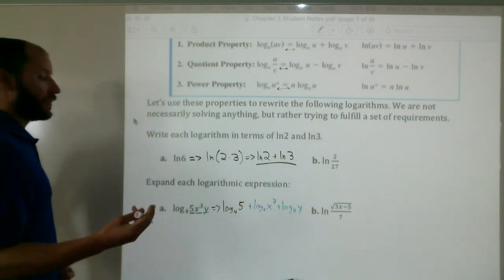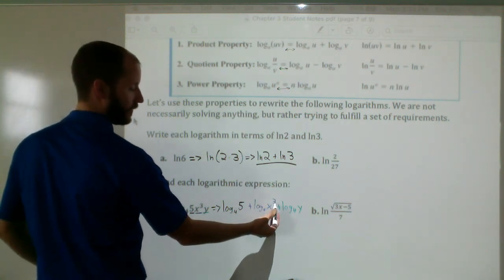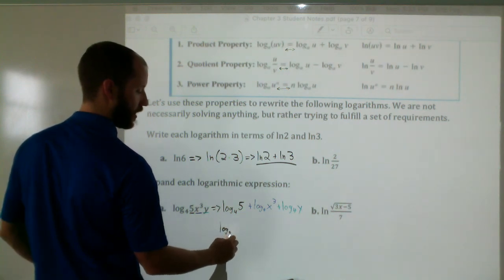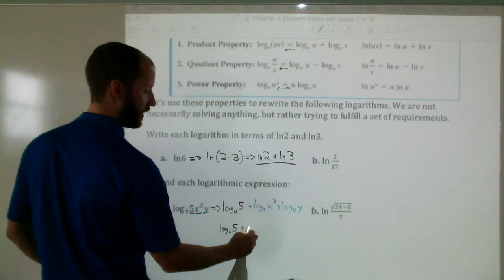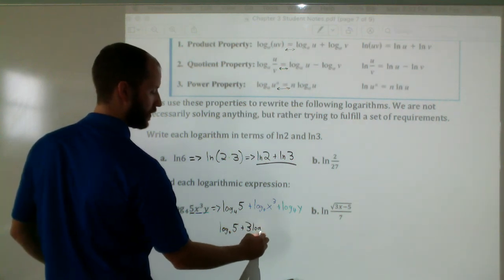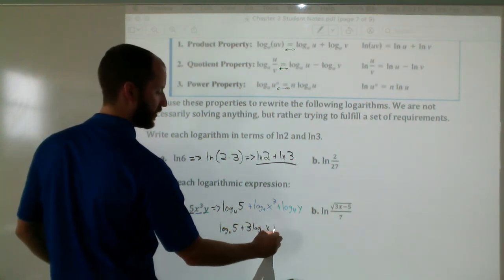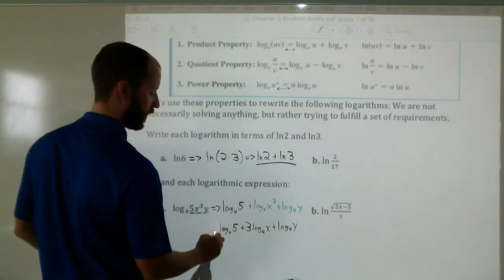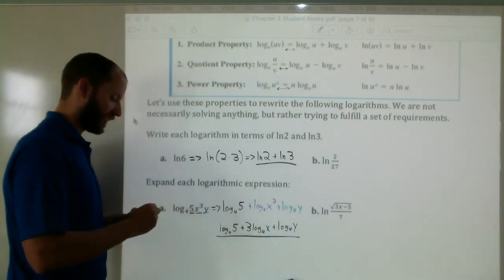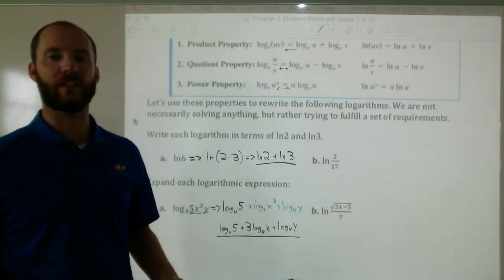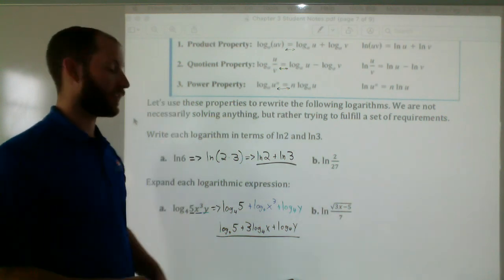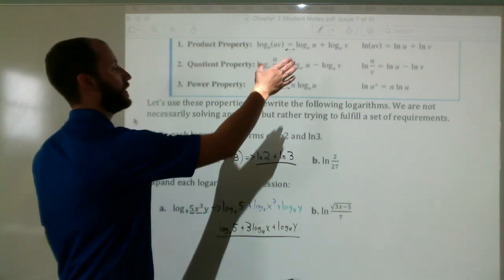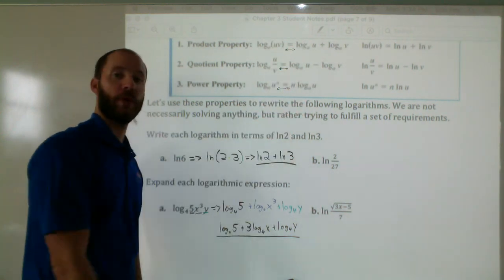The last thing we can do to expand is this power can come out in front as a coefficient. So log base 4 of 5 plus 3 log base 4 of x plus log base 4 of y. So just getting practice rewriting these using these properties, and remember whether they want you to expand or condense, take a whole bunch of logs and put them together, these properties do work both ways for that.